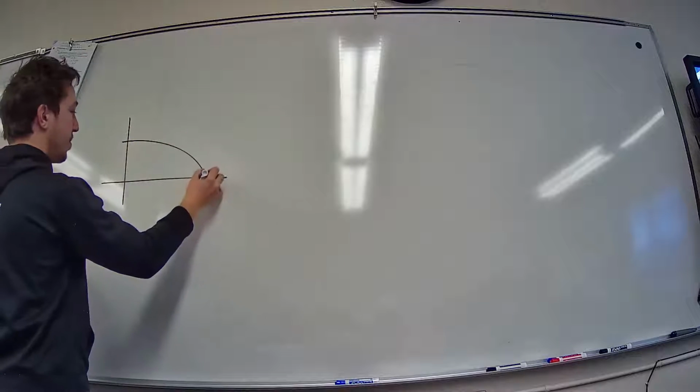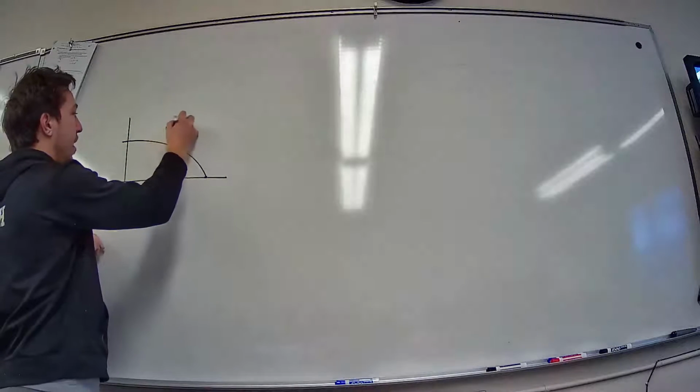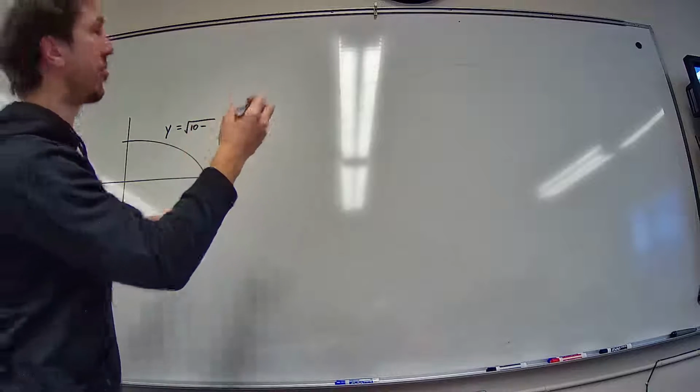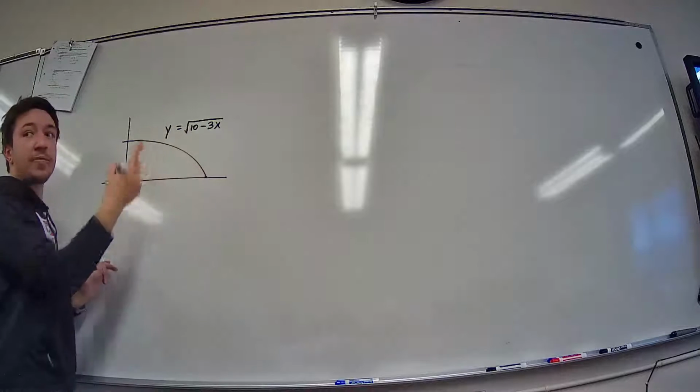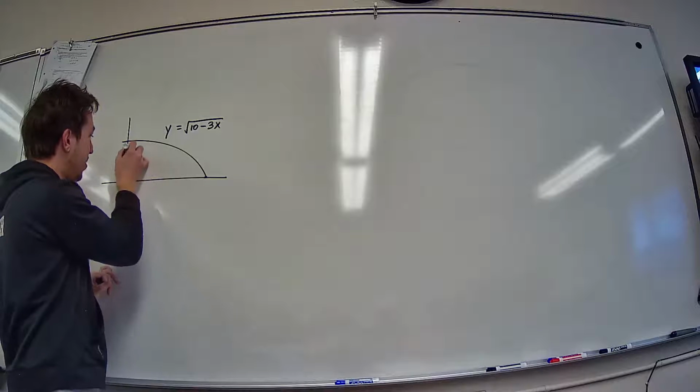Anyway, here's the shape. The constraint is that y has to equal the square root of 10 minus 3x. Obviously, we're going to be doing a little bit of chain ruling here, maybe a little bit of product ruling. Trenton's favorite, right, Trenton?